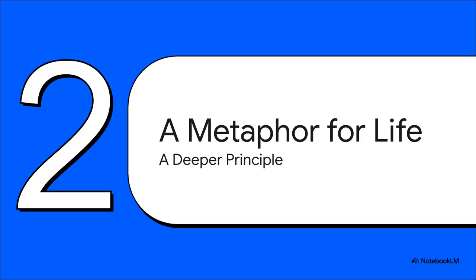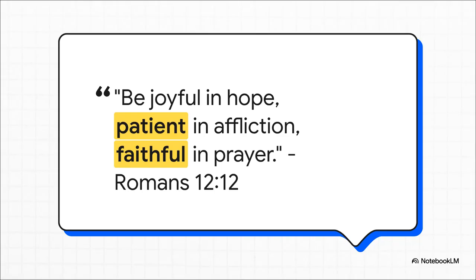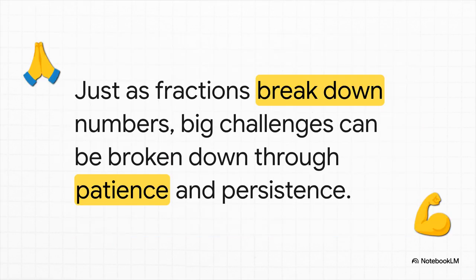Now, this is where it gets really interesting. The source material we're looking at takes this simple math idea and goes somewhere, well, pretty unexpected with it. It actually turns it into a metaphor for a bigger life lesson. Let's see how they make that connection. So the source brings up this verse from Romans. It says, "Be joyful in hope, patient in affliction, faithful in prayer." So here's the connection they're making. The idea is, just like we break down a fraction by dividing it to get to the simple decimal, we can use things like patience and persistence to break down a huge, overwhelming problem into smaller, bite-sized pieces. It's a really interesting leap, right? From basic math to your entire mindset.